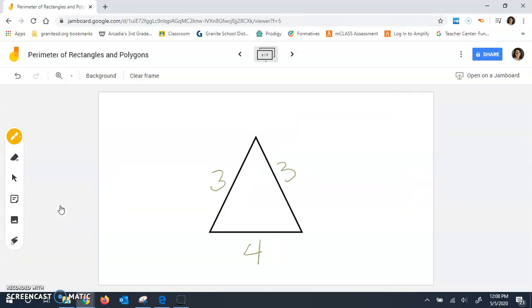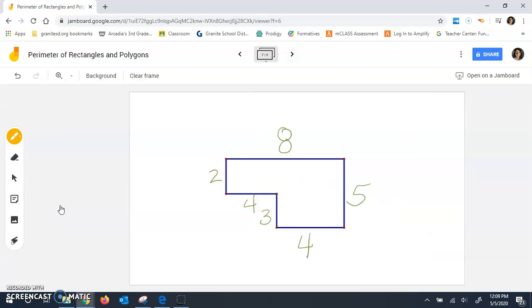So here we have a triangle. Another polygon. We have 3 plus 3 is 6. So we got those two marked. And 6 plus 4 is 10. So our perimeter is 10 for this whole triangle. So all these added together is 10.